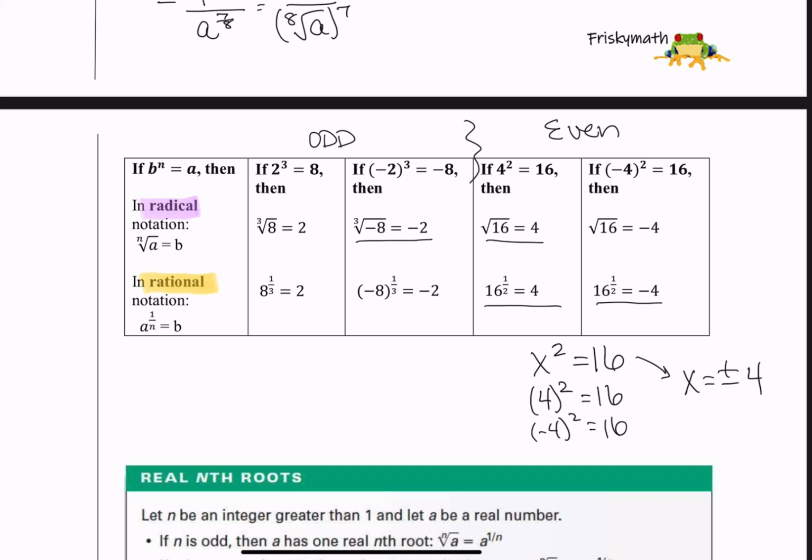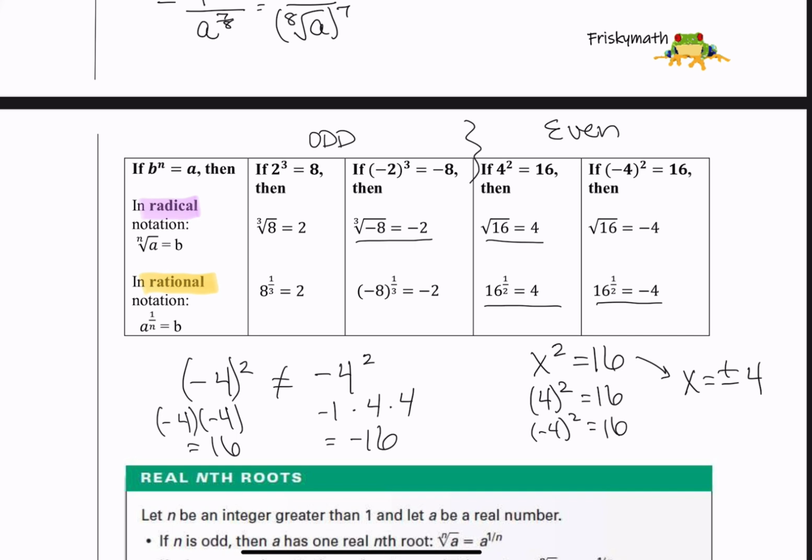Another thing I should probably remind you of is that squaring negative 4 is not the same as squaring negative 4, depending on the parentheses. So this first one is really negative 4 times negative 4. Well, that's going to give you 16. This second one is really negative 1 times 4 times 4. And that's actually going to give you negative 16.